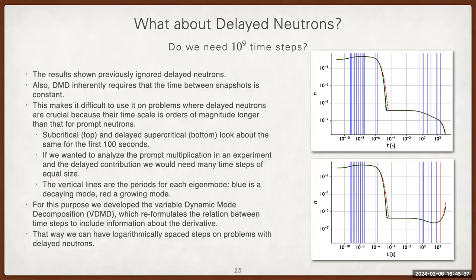Not only are we going to take, let's say, a billion time steps, we have to store a billion things in our data matrix, if we wanted to look at that eigenvalue. So we developed something called variable dynamic mode decomposition, which allows you to have variable sized time steps, but you have to have the information about what the time discretization is to do that. But it worked pretty well, and you can have relatively safe steps. So you can use this with maybe 100 time steps instead of a billion.